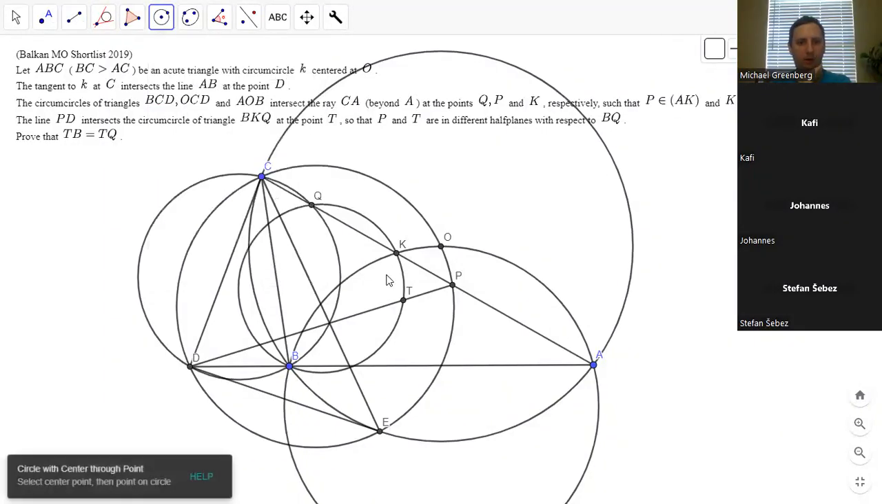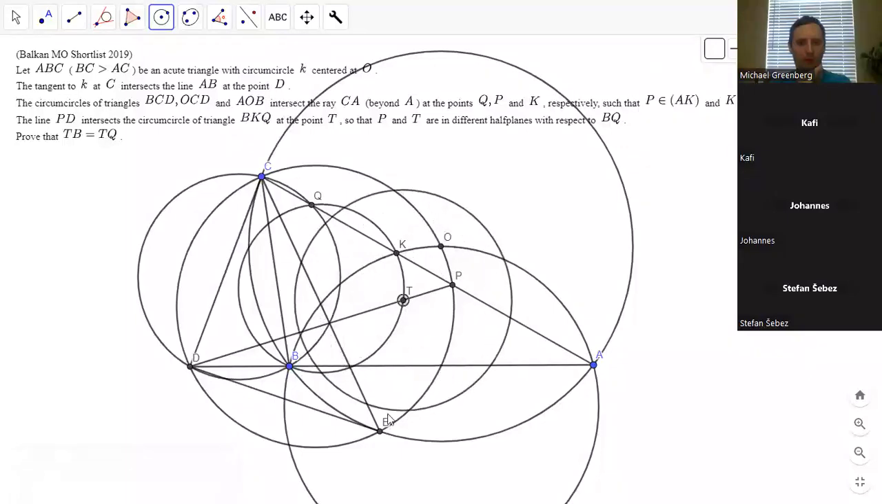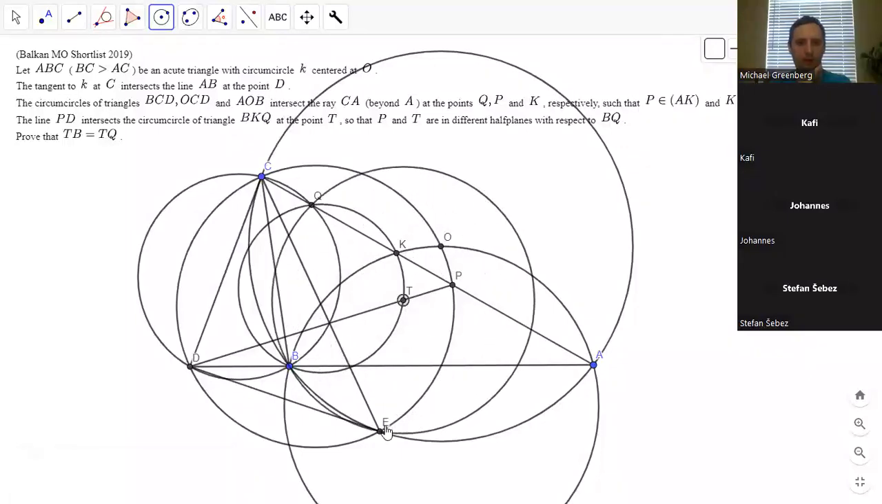So then we wanted to show that TE equals TB equals TQ. The problem doesn't make you show that TE is equal to them, but it looks like that's true.